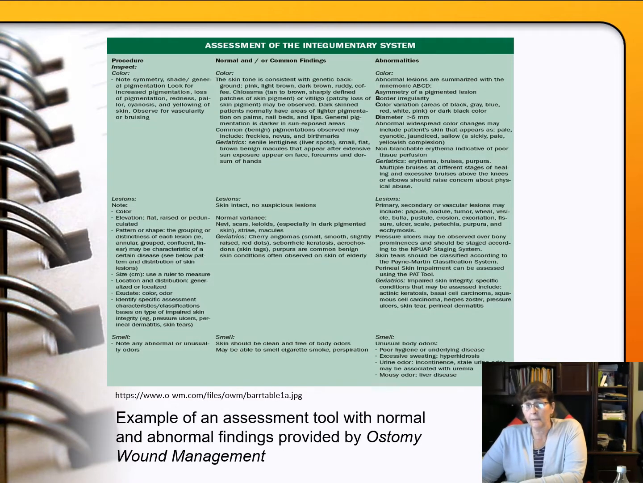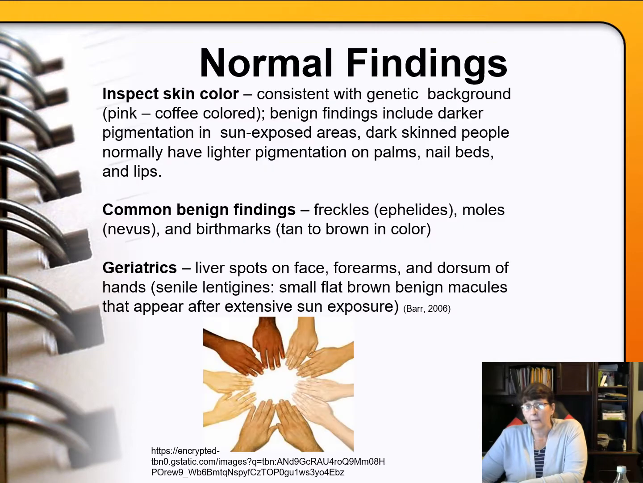Example here is an assessment of the integumentary system. It was provided by the Ostomy Wound Management Journal, and I found that it told you how to do the procedure, what to look for that was normal or common, as well as then abnormal. There's 2 pages to this, so that's what the next page will also be. And it goes all the way through to what is normal and abnormal.